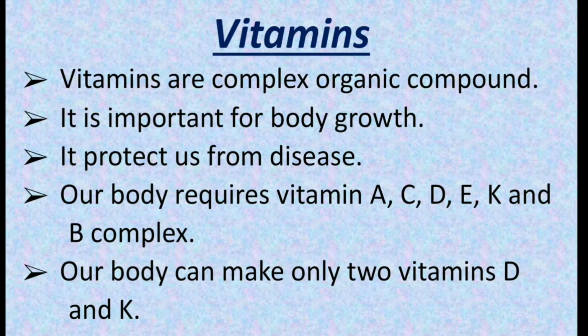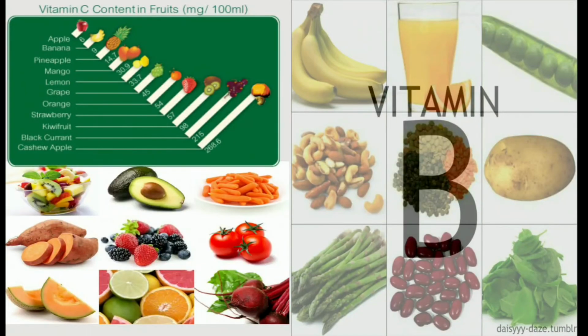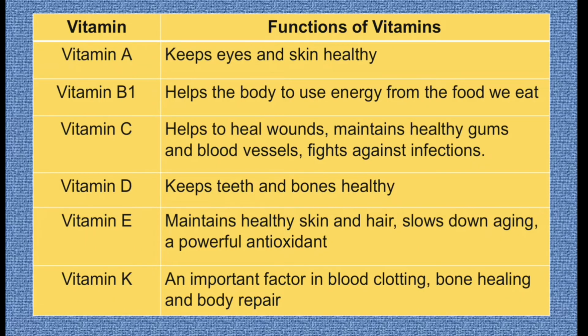So, here we have examples of the vitamins like we have fruits, we have vegetables, we have beans. So, these all are the good source of the vitamins. See, mainly fruits and vegetables are the good source of vitamins and minerals. So, we will talk about the function of the vitamins and types also.